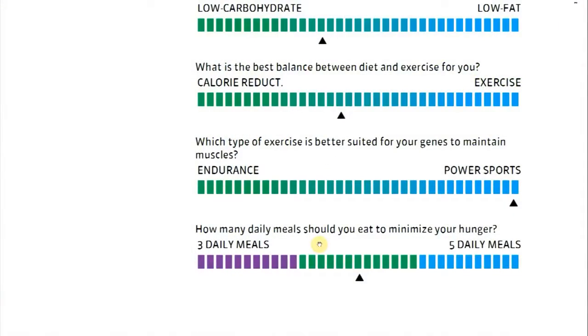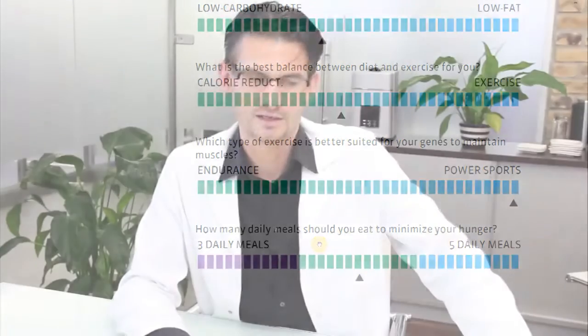And then the last question here is, how many meals should you eat per day to minimize your hunger? Now, many nutritionists are of the opinion that for you to be able to break down fat deposits, you should have a certain amount of hours without food, so the insulin levels allow you to lose weight more effectively. So some of them will recommend 3 daily meals, meaning 1 for breakfast and no food, 1 for lunch, no food, 1 for dinner.